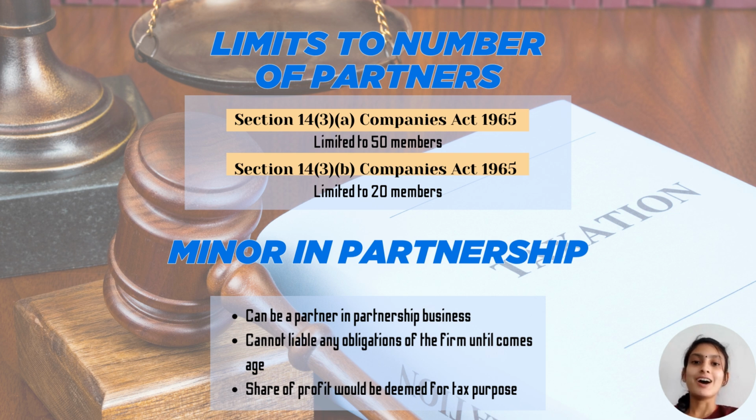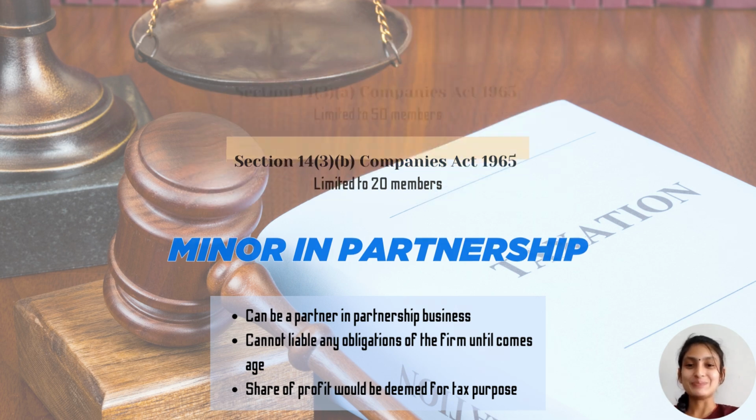Okay, all of you remember that in Taxation 2 we counted the divisible income, that chapter, and there is a portion for the minor person, so we will deem the share of profit until he comes of age. I think we all remember that in Advanced Taxation. So it's actually related to that. So this is about the limits to the number of partners and minors in partnership. So very soon we are going to discuss the second case related to these two contents.